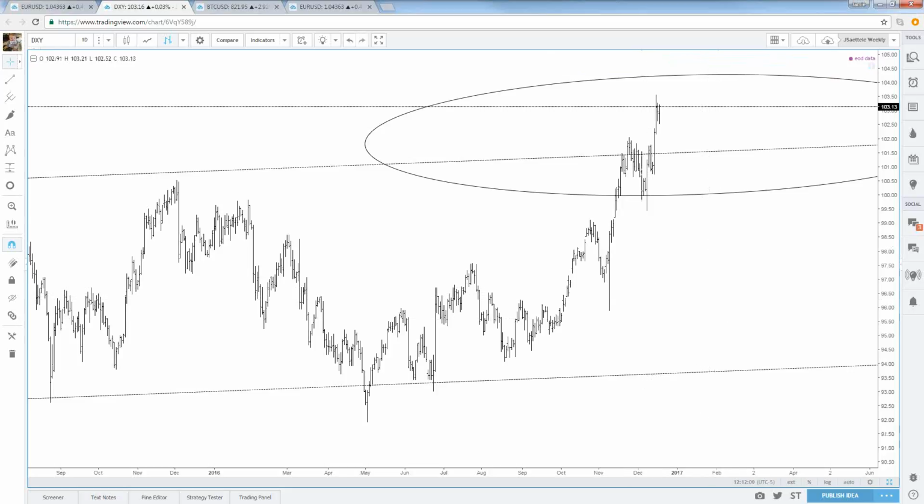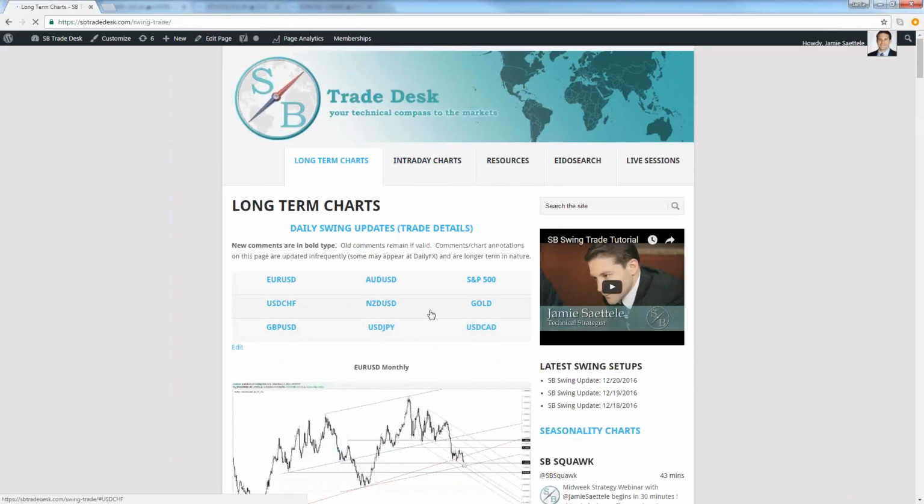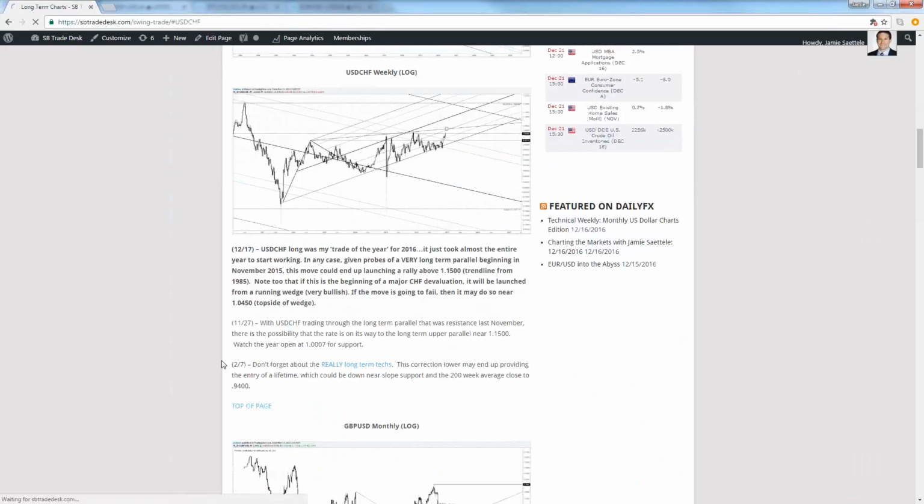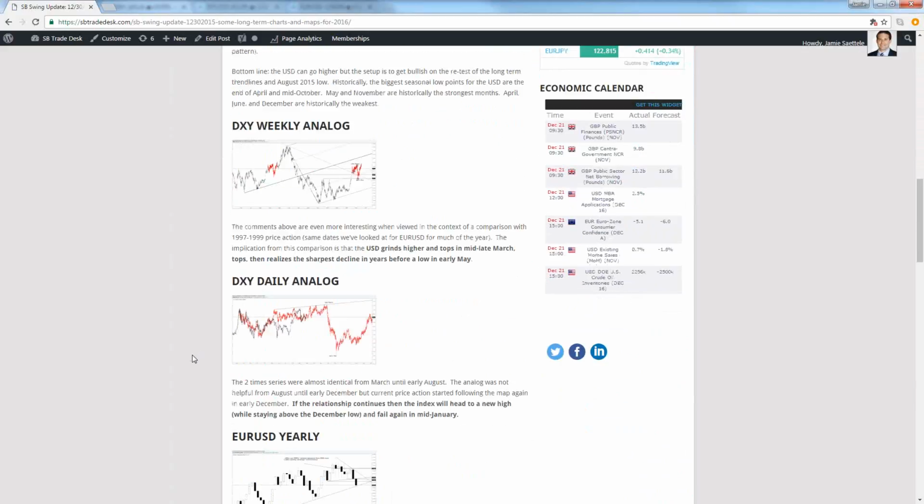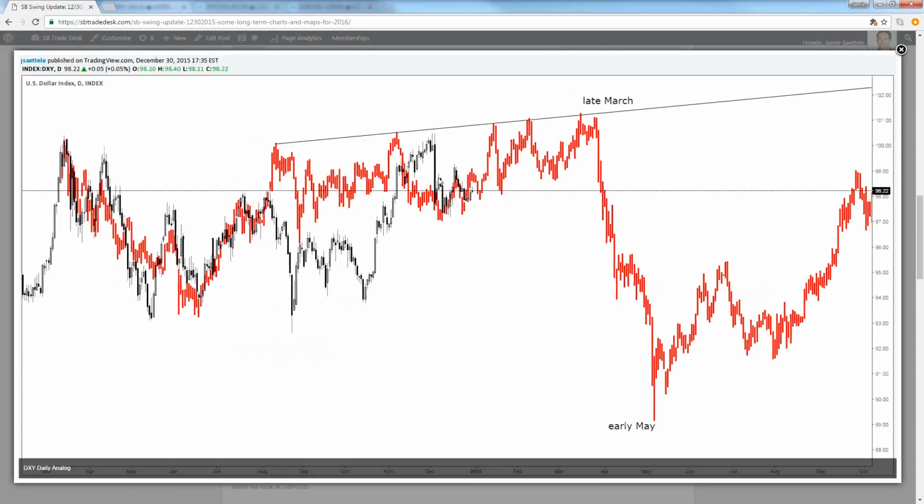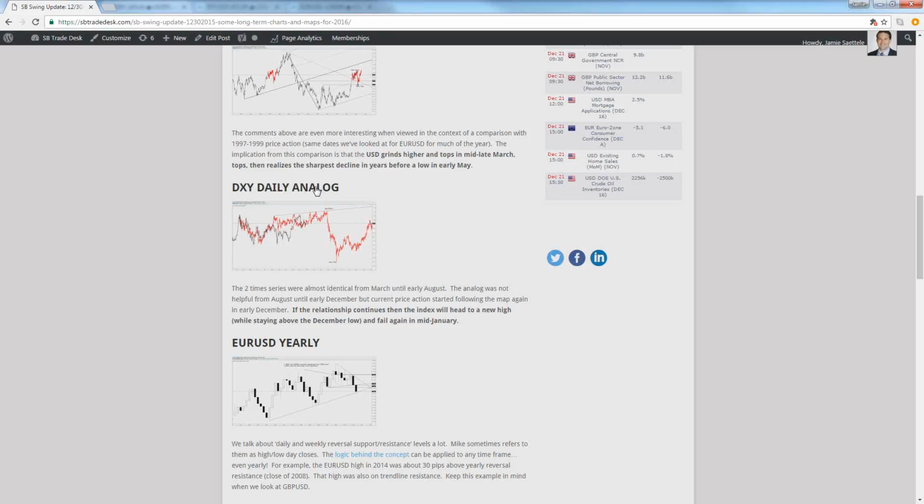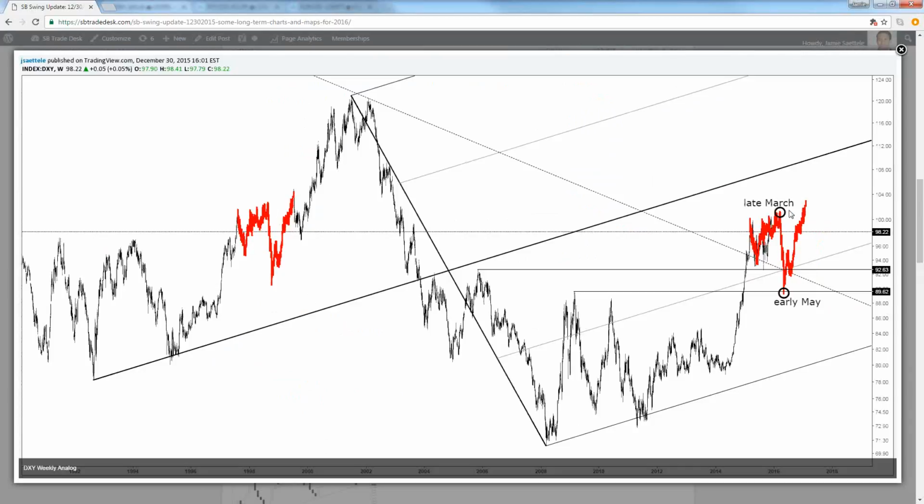I want to bring in a chart from a really long time ago. This was the post from last December 30th of 2015. And some of these charts are kind of interesting to look at in hindsight, I guess. So we had this analog that we were following at the time, and we were looking, going into the new year of 2016.